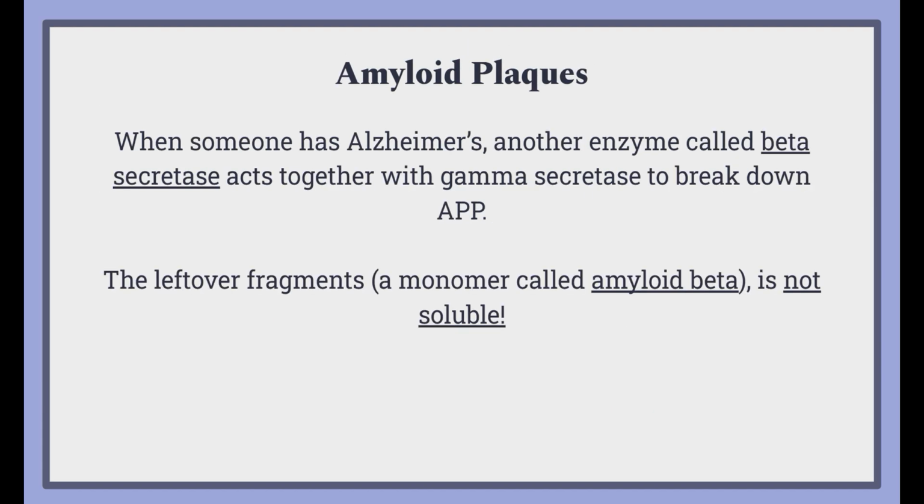When someone has Alzheimer's, however, they produce another enzyme called beta secretase that acts instead of alpha secretase. And this acts together with gamma secretase to break down APP. The leftover fragments, a monomer called amyloid beta, are not soluble.